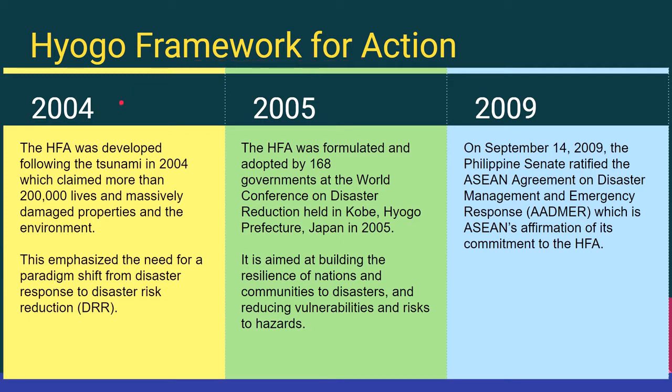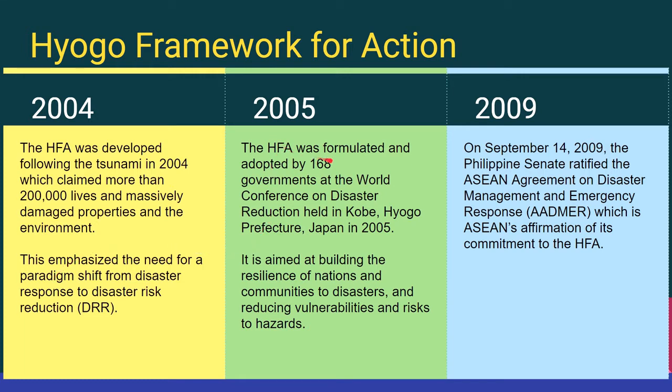So again, the HFA, Hyogo Framework for Action, was developed in 2004 following the tsunami, which claimed more than 200,000 lives. So this emphasized the need for a paradigm shift. Again, we've mentioned this in the previous videos, from disaster response to disaster risk reduction. Because before this time, all the efforts were done after the disaster had already occurred. But now they see the need to prevent it as much as possible.